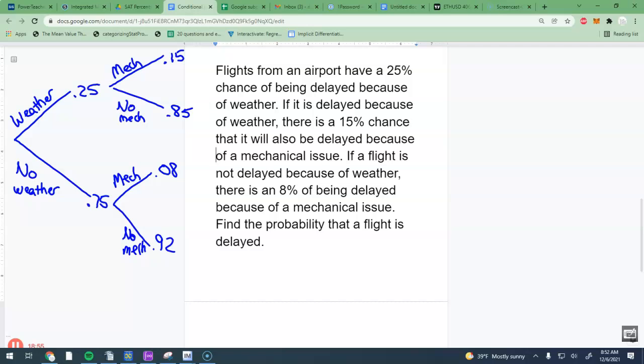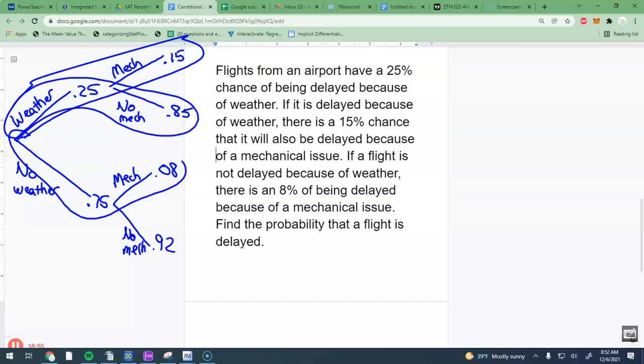Okay, 25% chance you get delayed because of weather, and then that affects like the probability of a mechanical delay. Because like if there's weather, you're kind of more likely to have a mechanical issue. Also, 75% of no weather, and then that affects this. So one thing you could do is where is there at least one delay? That has a delay, that has a delay, and that has a delay. So if you find all three of those answers and add them up, that's your answer.